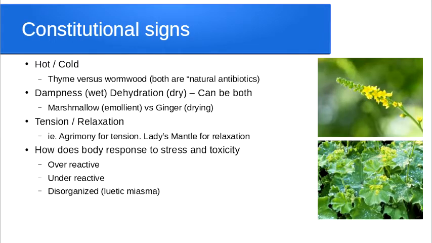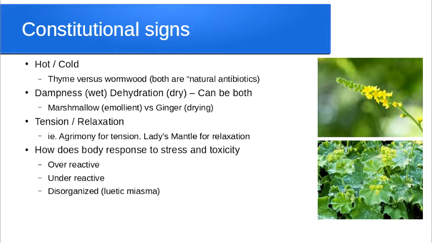Another way of looking at people as an individual is through constitutional signs, and this applies more to herbal medicine. But if we look at things like hot or cold, well, thyme and wormwood, they're both strong antimicrobial herbs, but thyme is very hot, warming. Wormwood is a cold herb. So they're not necessarily going to work just the same in the same person. In fact, I would try to match these up with the right person, which is the point of this.